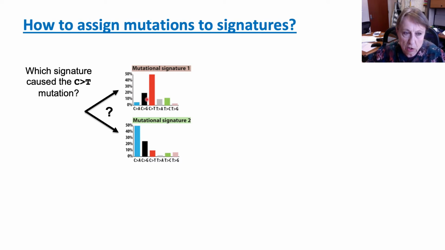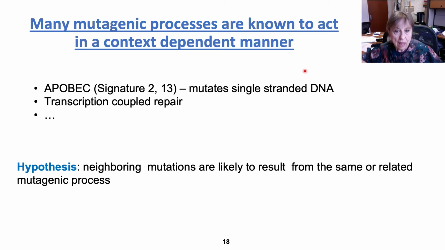Since signature 1 tends to generate C to T mutations, we can speculate that signature 1 is more likely, but that's actually not always the case. So how can we approach this question? In order to have a better understanding of which mutational signature could generate a particular mutation, we have to turn a little bit to the biology. The relevant observation here is that many mutagenic processes are known to act in a context-dependent manner.